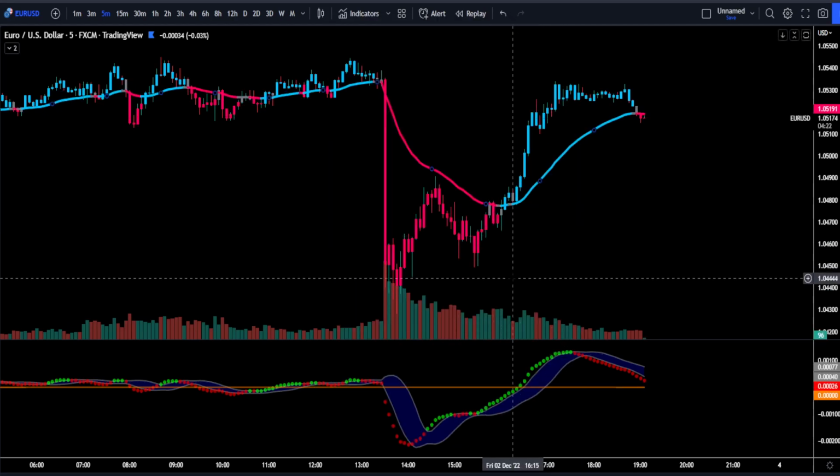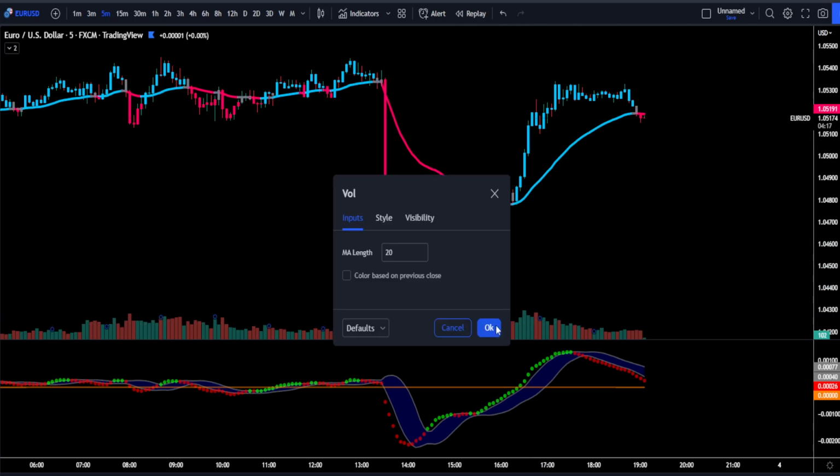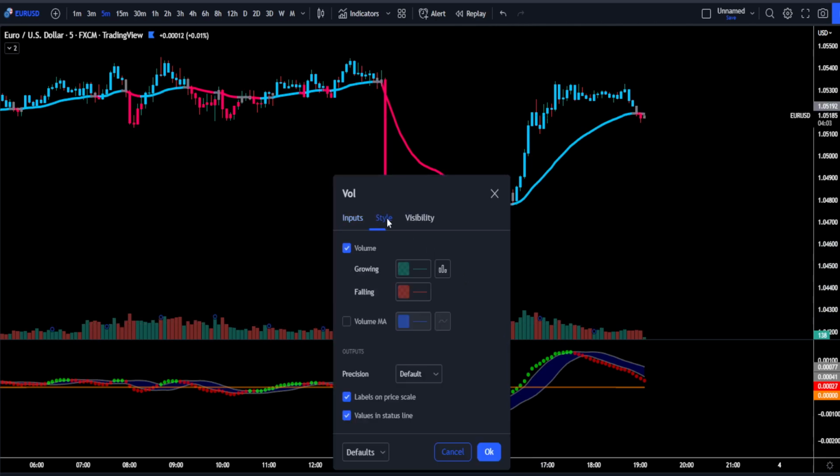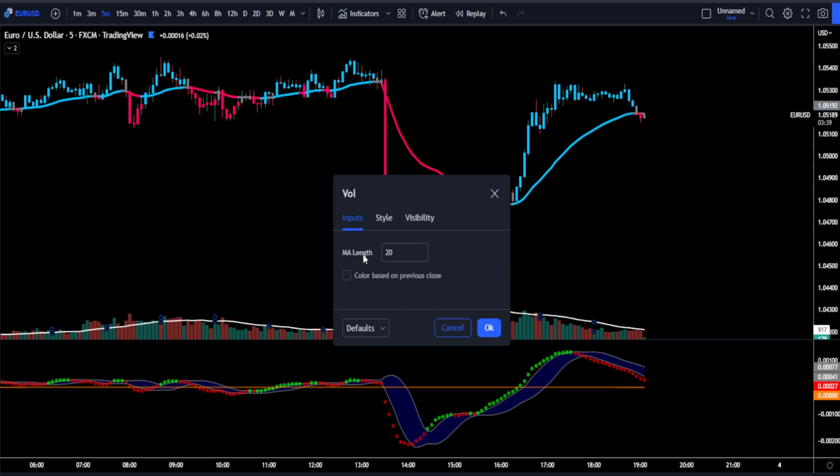The last thing we need to do is change our volume indicator settings. So we're just going to double click on this. We're then going to come across to our style section and turn on our volume moving average. We're also going to be changing it from blue to white to make it a little more visible. Then come across to your input section and change the moving average length from 20 to 9.